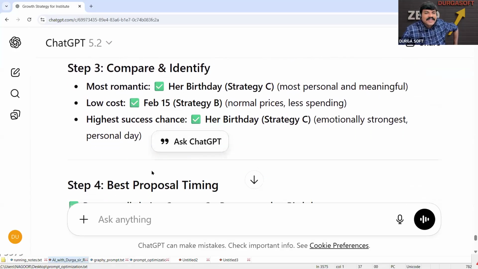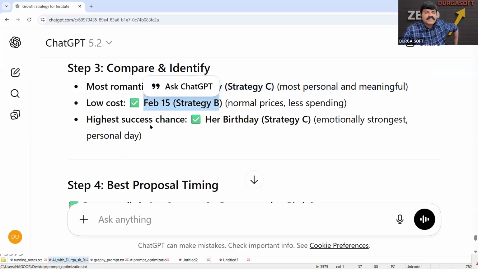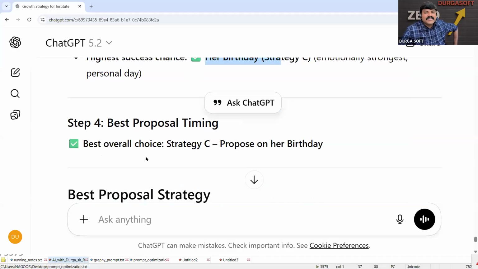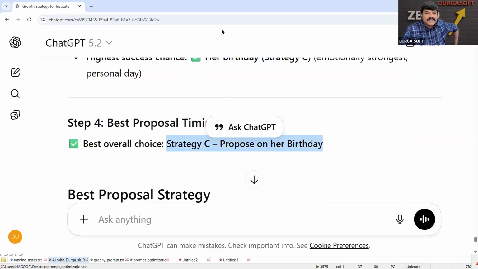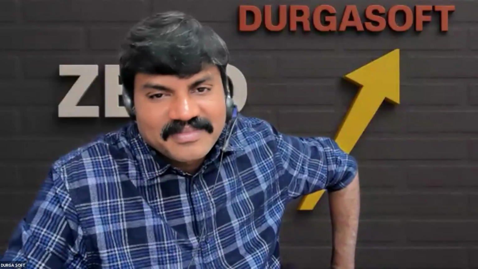So compare and identify. Most romantic is the birthday strategy. See, most personal and meaningful. Low cost, February 15th. Highest success chance, birthday. So the best proposal timing, see, is the birthday strategy. You people are very experienced, it seems. Yes, you guessed the same.